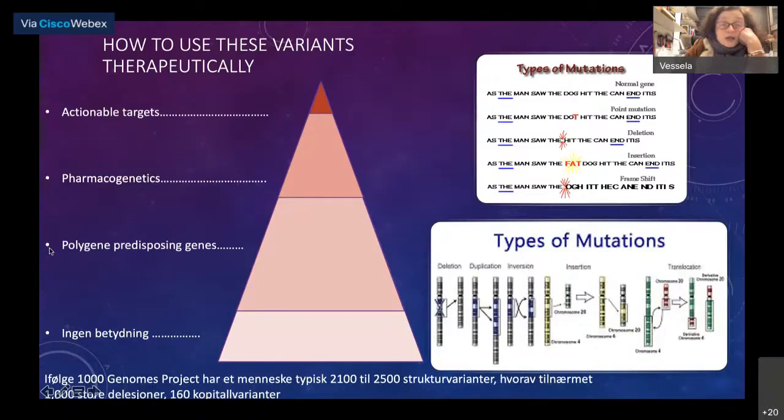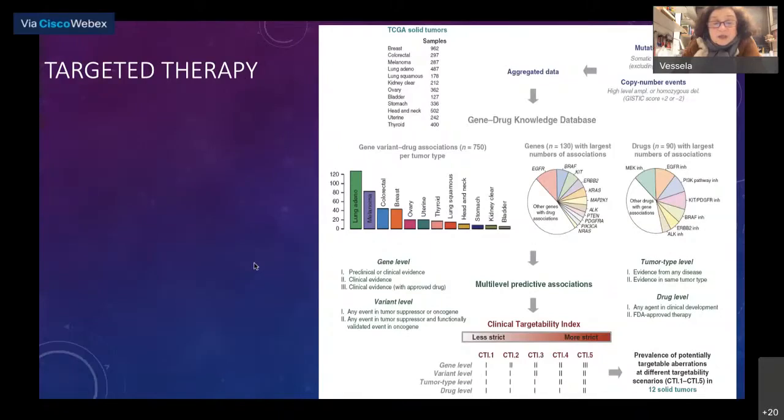And then, of course, any specific treatment options for polygenic predisposing genes is more and more difficult. So the more diffuse the genetic marker is, of course, the more difficult it is to target it. So if you look at cancer therapy, for instance, this is a little bit busy slide, but I will maybe try to show you the things that are important.